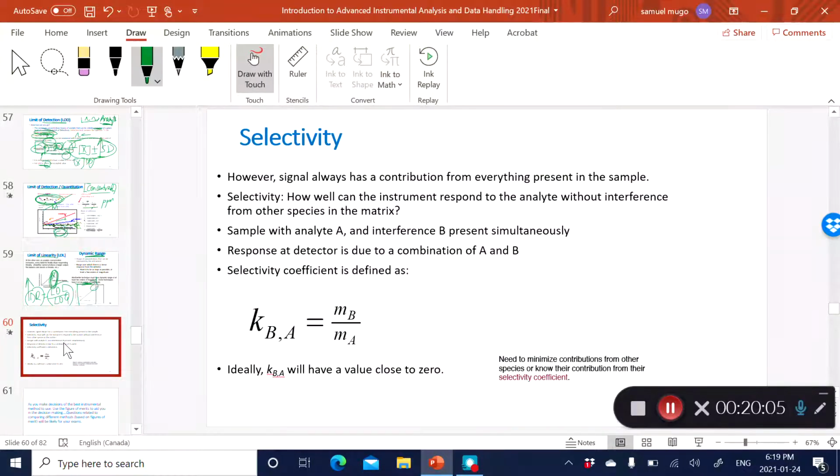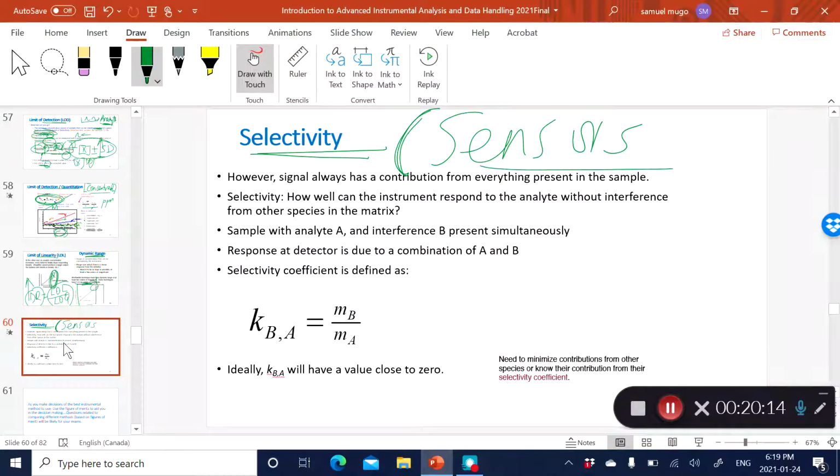So the other type of figure of merit is what you refer to as selectivity, and this is very important when you're doing your sensing work, and some of you are doing that for your projects. Selectivity refers to the ability of the instrument to only respond to the analyte while being blind to the matrices. It's not being interfered with by the matrices.